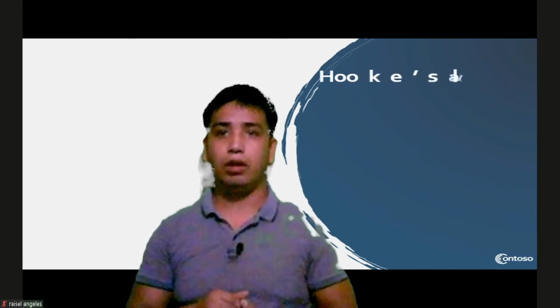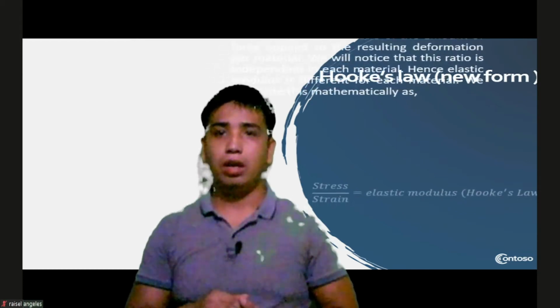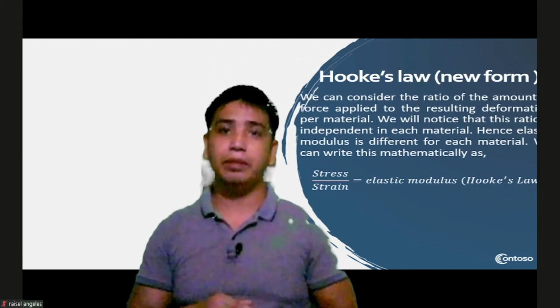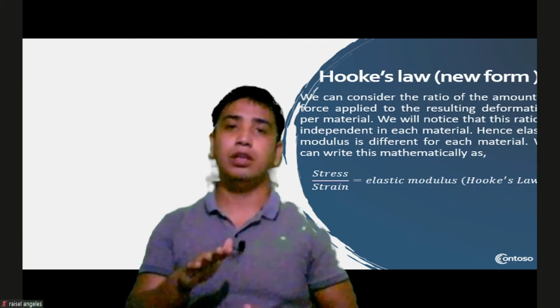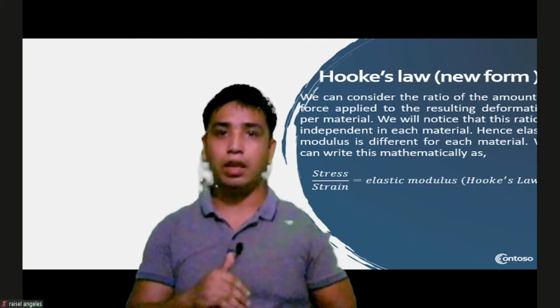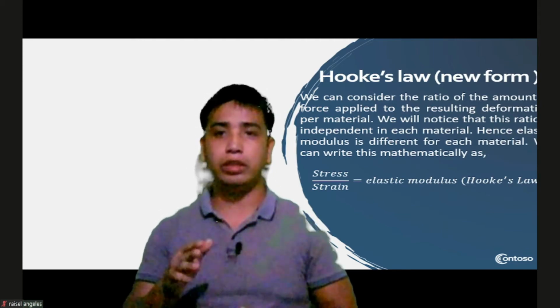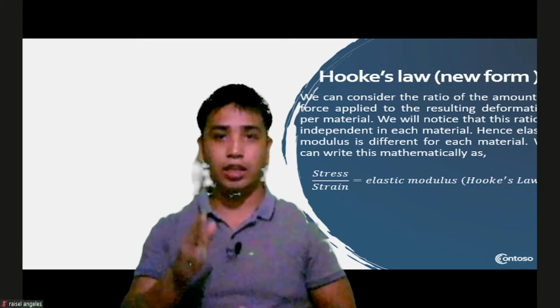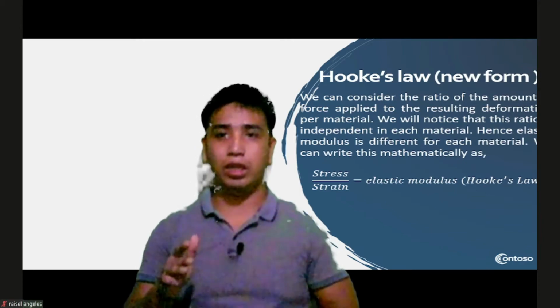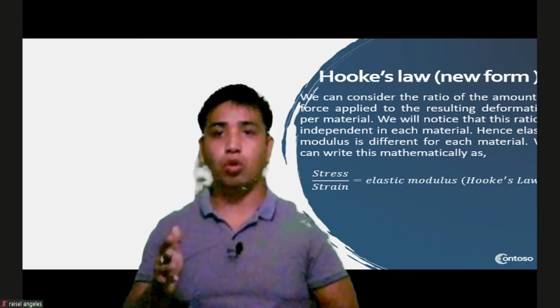I have mentioned that different types of material have their own level of elasticity, and we can rewrite Hooke's law in its new form. We can do it by considering the fact that an amount of force causes an amount of strain, and getting the ratio will yield the elastic modulus of each material, which actually pertains to Hooke's law.